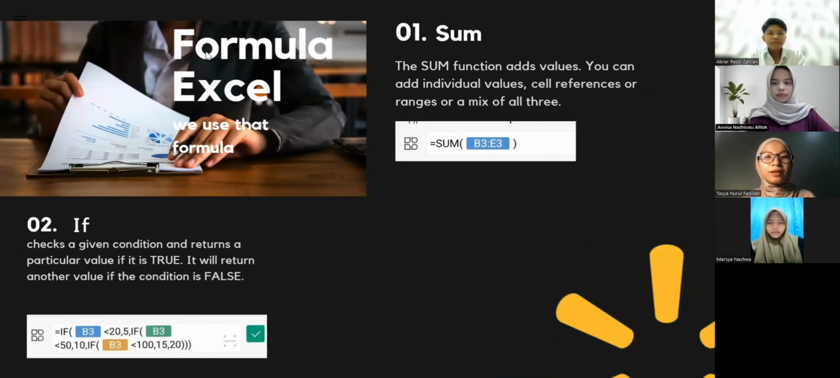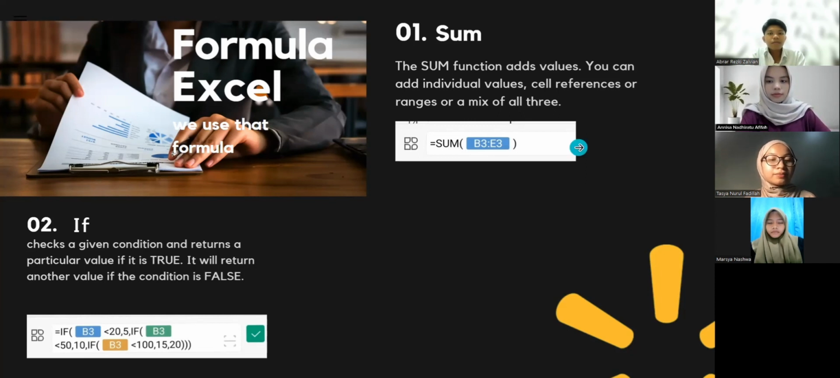And the first formula that we use is SUM. The SUM function adds values. You can add individual values, cell references, or ranges, or a mix of all three. And there's the example below.